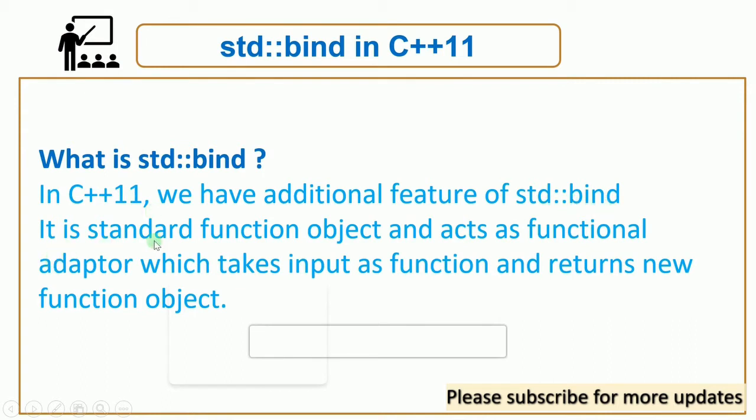Okay, now it is a standard function object and acts as a functional adapter. You can understand why we are calling it a function object, standard function, or why we are saying it is a functional adapter, because it is returning a new function object. We have seen that it takes the input argument as a function and then it returns a new function object. So that is the reason it is called a functional adapter.